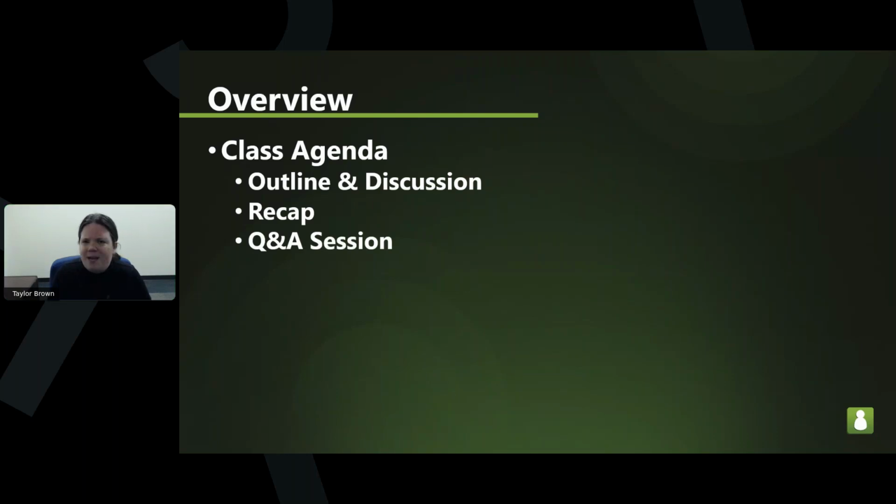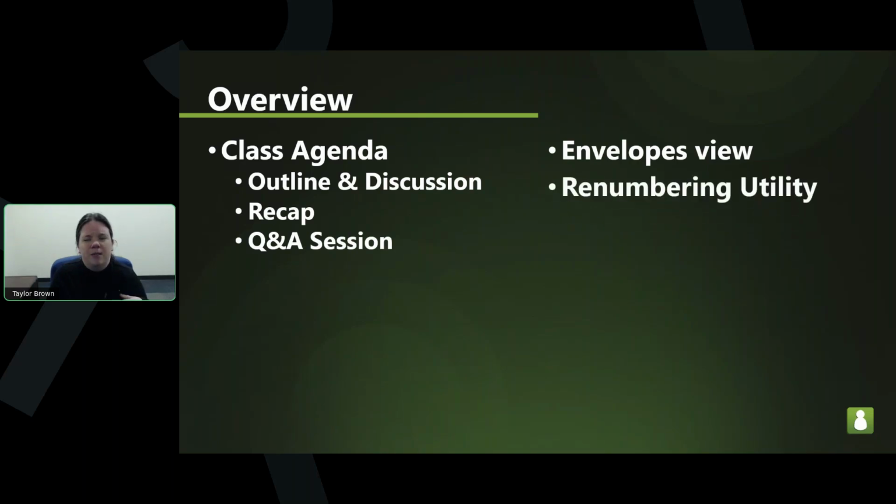With that outline, we are going to go over the envelopes view for a list of everybody that could possibly have envelopes assigned to them. We'll also go into more detail relating to the renumbering utility itself. You can renumber and edit people's envelope numbers manually if you need to, but we also have a utility that you can use to renumber your entire list of envelope numbers, or even just different subsets of people as needed.